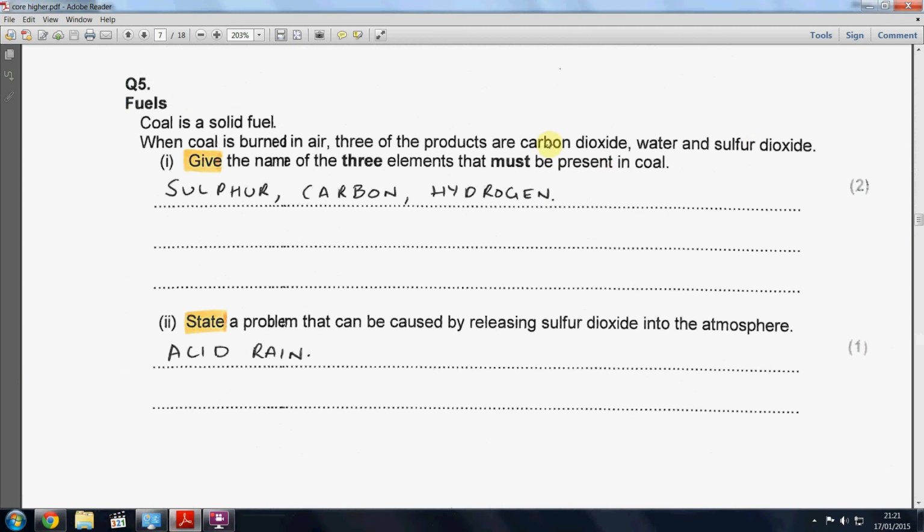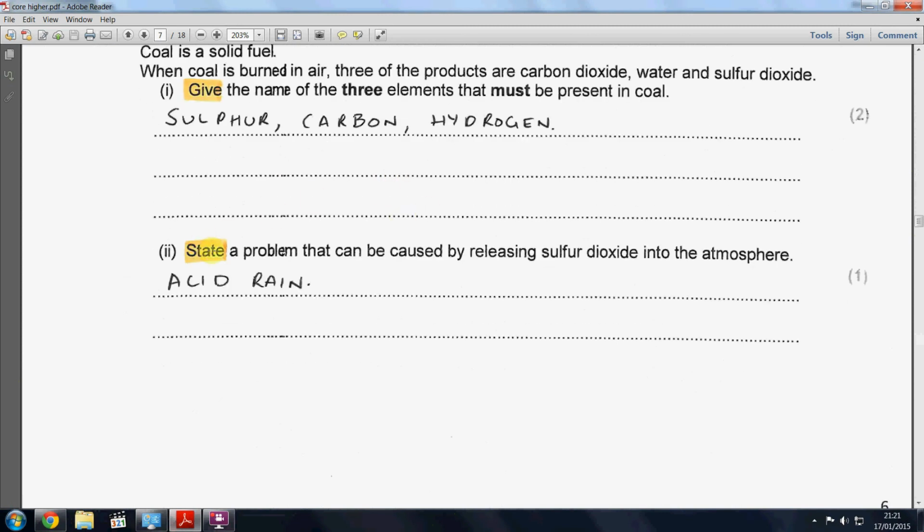But if I look at the 3 products, we've got carbon dioxide. Well, the oxide part comes from the air, but the carbon doesn't. I've got water. So water's H2O, hydrogen and oxygen. So again, oxygen comes from the air, but the hydrogen doesn't. And I've got sulfur dioxide. The oxide again can come from the air, the oxygen, but the sulfur can't. So the 3 that must be present are sulfur, carbon, and hydrogen. If I've got any one of those correct, I'd get 1 mark. If I've got all 3, I get 2 marks.